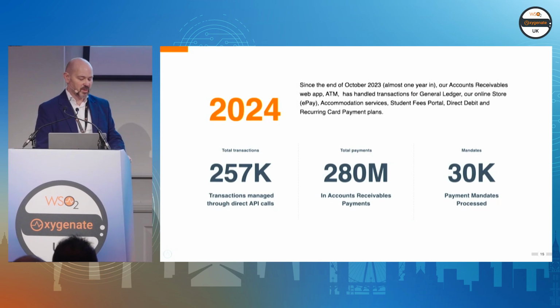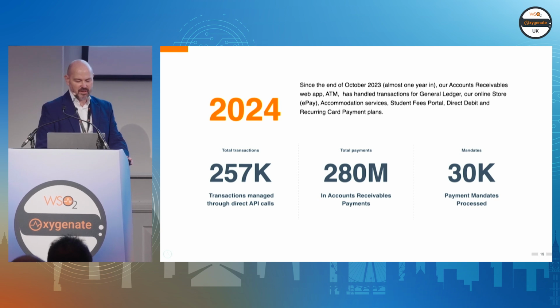To give you an idea, we launched this at the end of October last year, so it's not quite a year, but it's already processed £280 million. There's in the region of 257,000 individual transactions going through, and of those, about 30,000 are mandates. So there's some good numbers. Of the 280 million, about 220 million are real-time payments, and there's been hardly any issues with that.